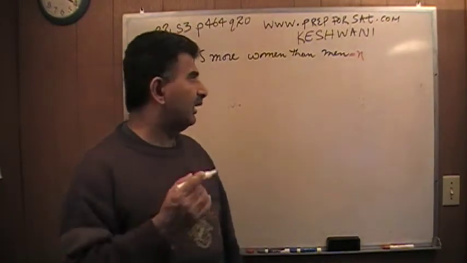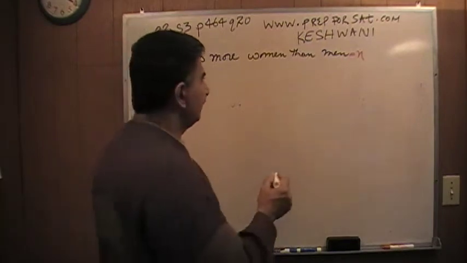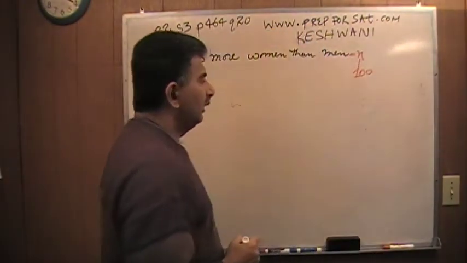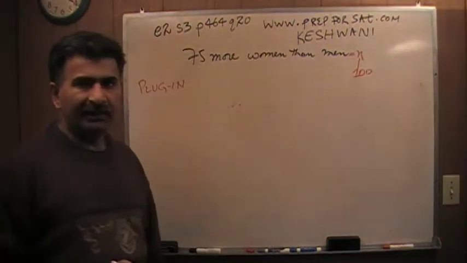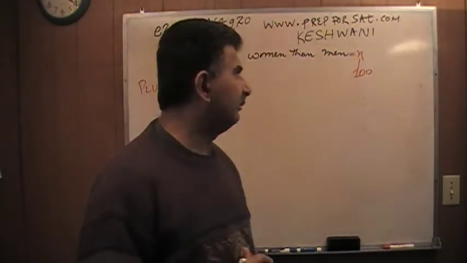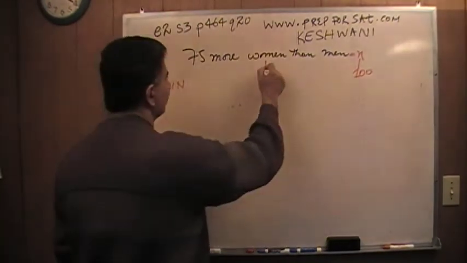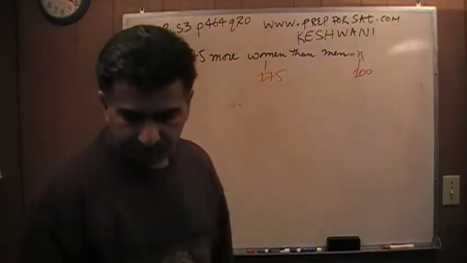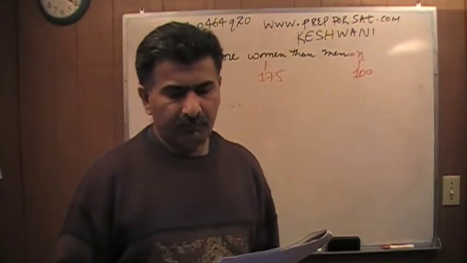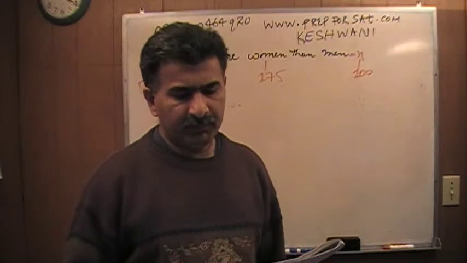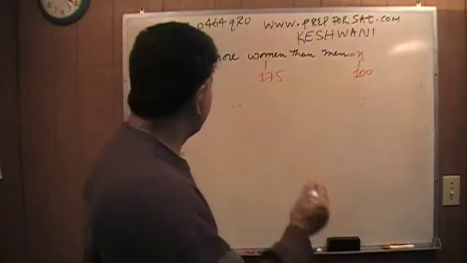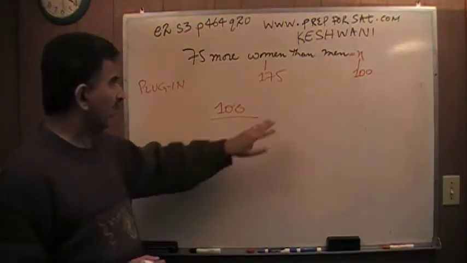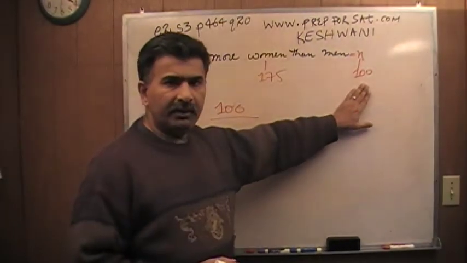Do you understand? Here I'm going to plug in 100 for n, which is the number of men. So I draw a little line there and I remind myself that I'm just plugging in that there are 100 men, which means that the women must be 175. That's it. The question simply is, what percentage of the people enrolled in the college are men? Well, we know that there are 100 men out of a total of how many? 175 women, 100 men.